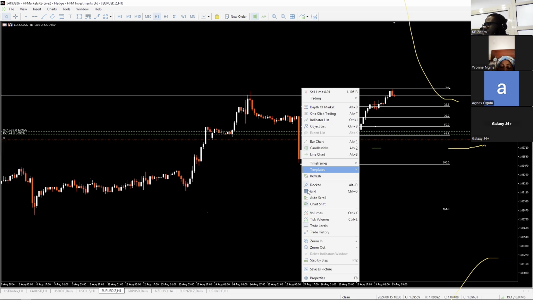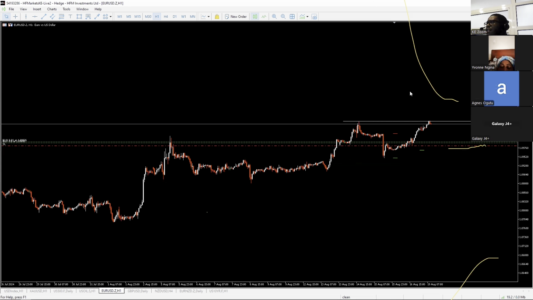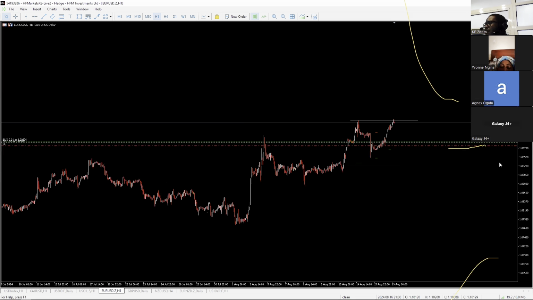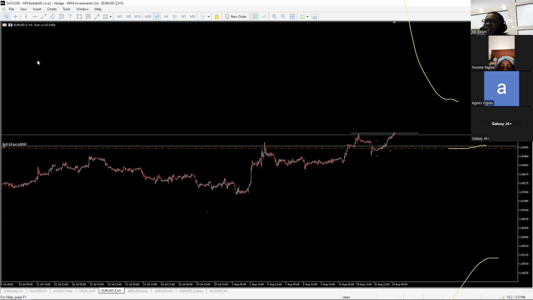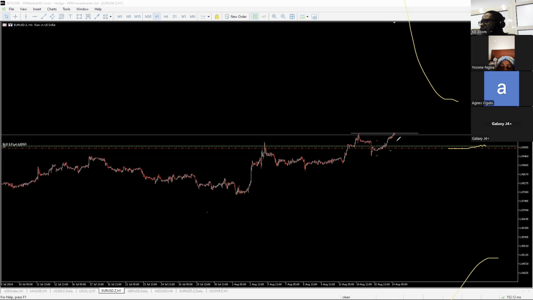Let me just highlight it. So we have this key level of resistance right here. If I anticipate the prices of the euro dollar to continue surging higher, this is the dance that I would anticipate. I'll basically anticipate the euro dollar to break above this level, maybe consolidate a little bit and continue swinging higher. So I would anticipate such a move.